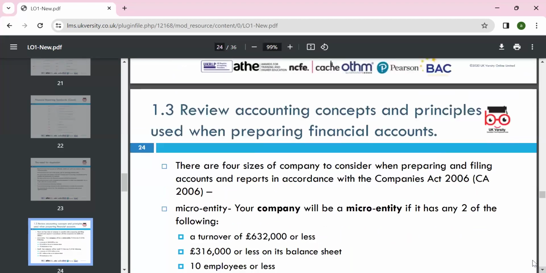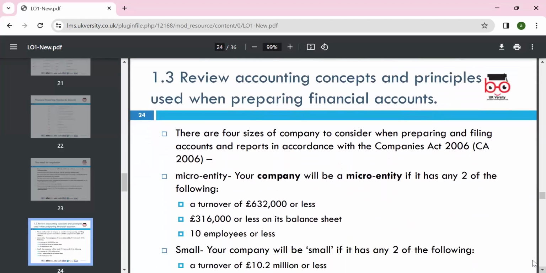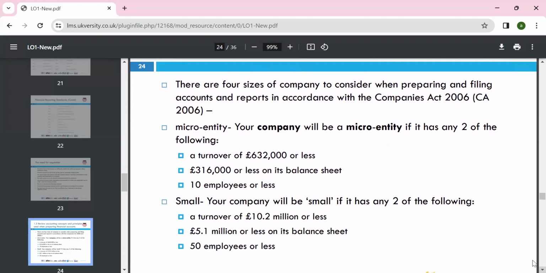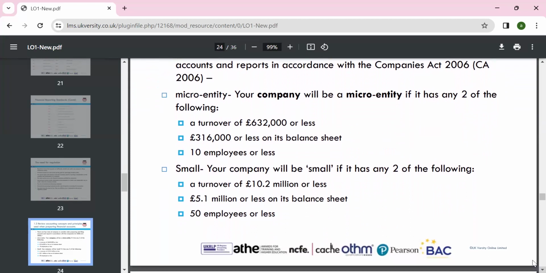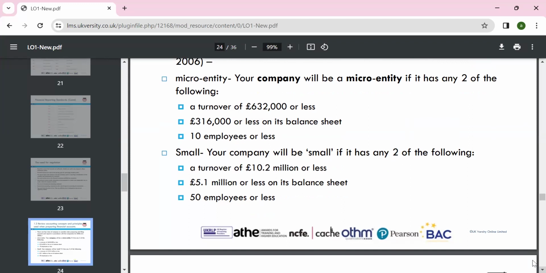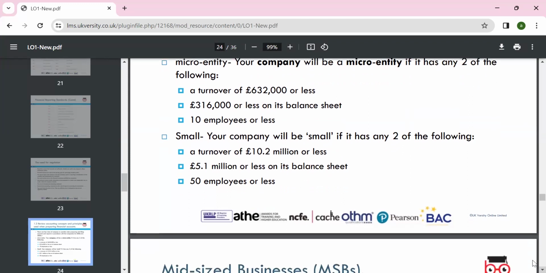Okay, then we have 1.3, review the accounting concepts, and when preparing the financial statements, there are the 4. The size of companies is considered in preparing under the Companies Act. For micro entities we have the following: turnover is 632,000 or less, 316,000 or less on the balance sheet, and 10 employees or less, so we can say micro entities. Small and medium we can look at further as well: 2 of the following, turnover is 10.2 million.